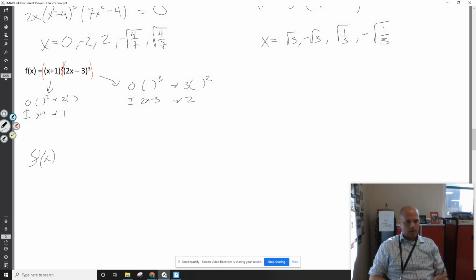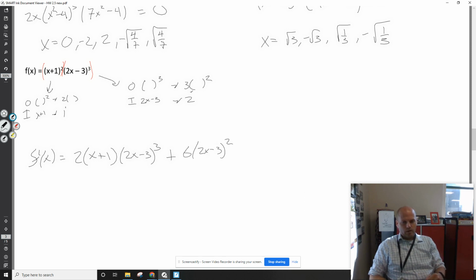Product rule. Let's slow down, pump the brakes. Don't just multiply all these together. The derivative of the first, 2x plus 1, times the second, 2x minus 3 cubed, plus derivative of the second, 6, 2x minus 3 squared, times the first, x plus 1 squared. You know, maybe you want to use a y and, I don't know, a z, just so you could see that, okay?